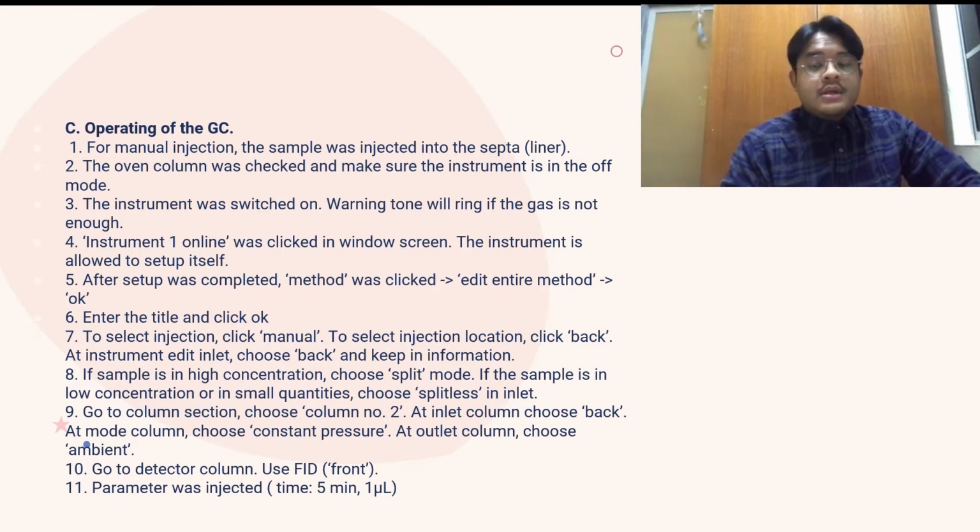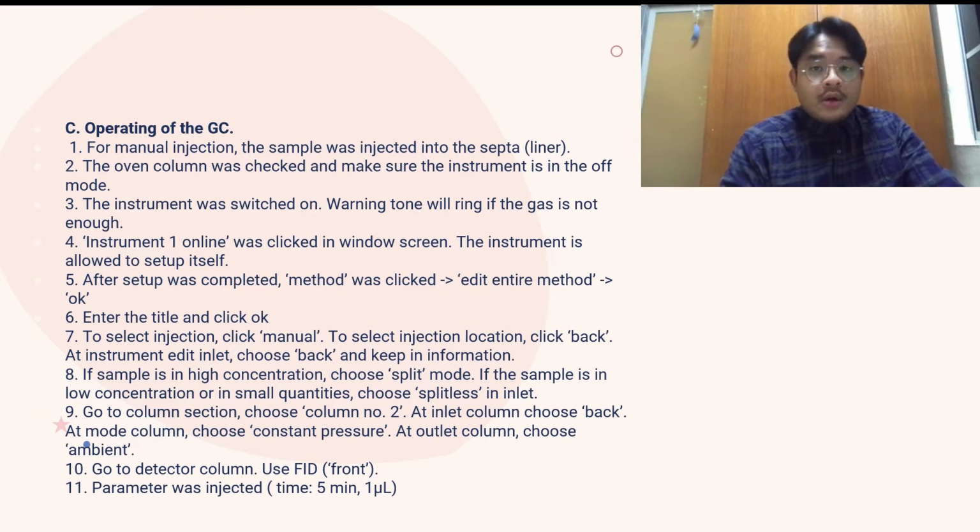Number 5. After setup was completed, method was clicked and then edit entire method and press OK. Number 6. Enter the title and click OK. Number 7. To select injection, click manual and then to select injection location, click back. Add the instrument at the inlet and choose back and keep the information. Number 8. If the sample is in high concentration, choose split mode. If the sample is in low concentration or small quantities, choose splitless in inlet.